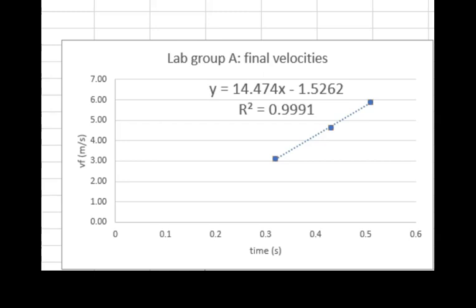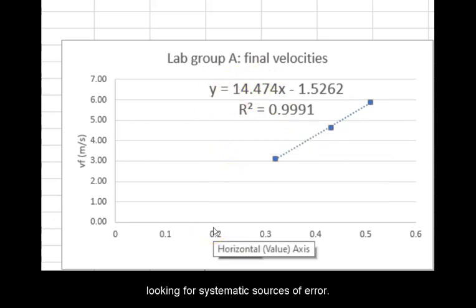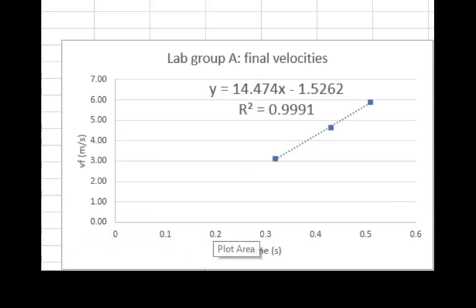As usual, if the data is consistent but inaccurate, you should be looking for systematic sources of error. Let's quickly practice this on the sample data from the other groups.